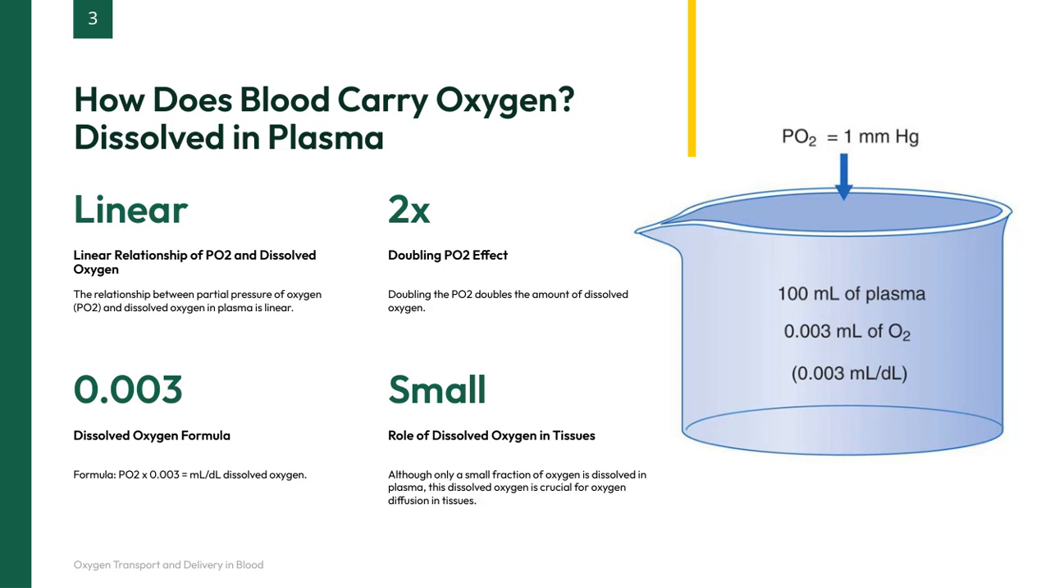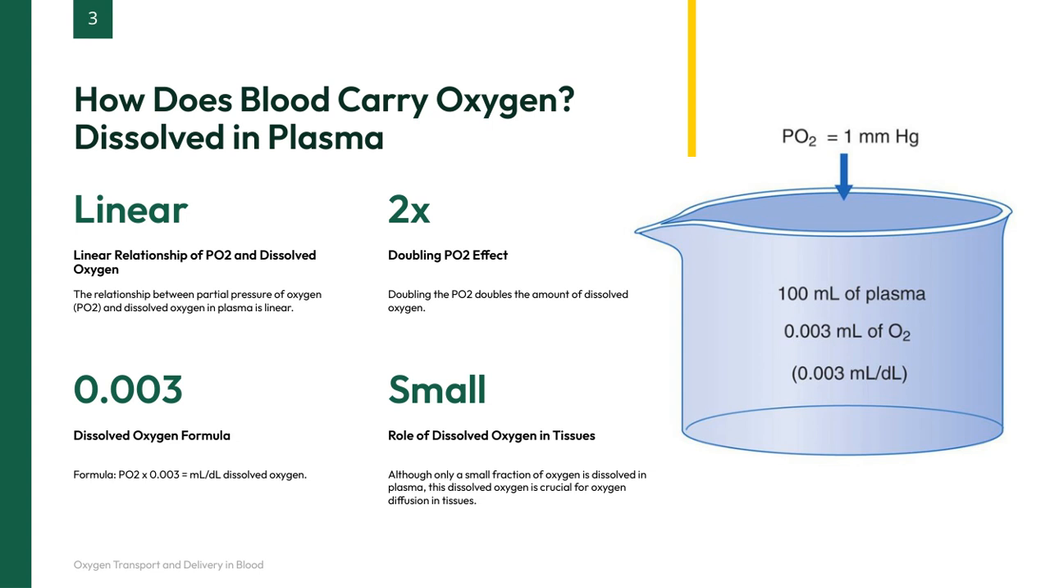Let's talk about oxygen transport and delivery in blood. Although only a small fraction of oxygen is dissolved directly in plasma, this tiny amount plays a crucial role because it drives oxygen diffusion into tissues. Even though it's a small part, it's essential for understanding how oxygen moves from blood to cells.